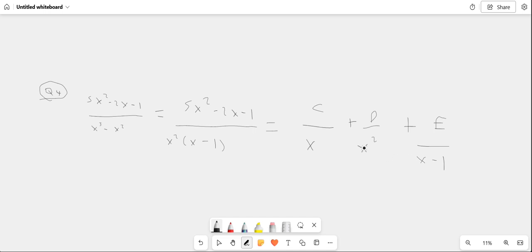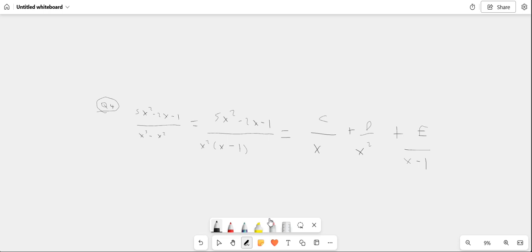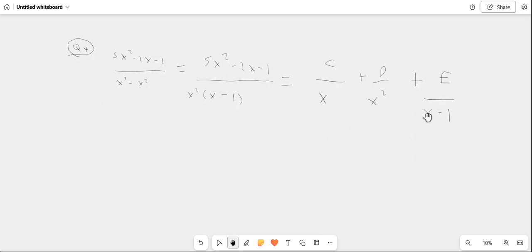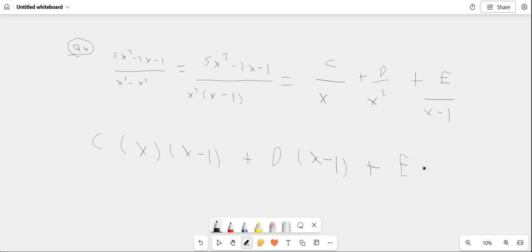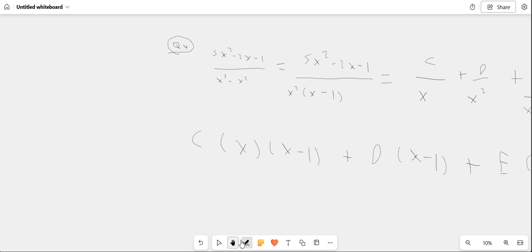Alright. What's C lacking now? C is lacking another x. It needs to be times by another x to get the x squared. It needs to be times by x minus 1. So therefore C open bracket x open bracket x minus 1, calm, plus D open bracket x minus 1. That's the only thing D is lacking because it has the x squared on the bottom, yeah? Alright, and then plus E open bracket x squared, obviously. And that's all equal to the left hand side, which is 5x squared minus 2x minus 1. Alright, calm.